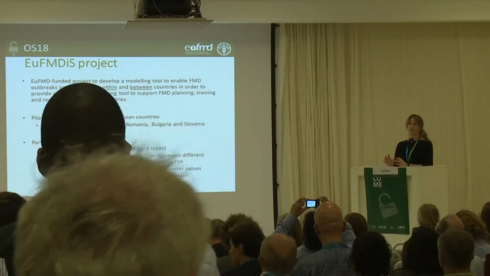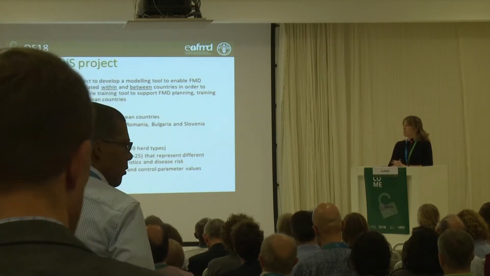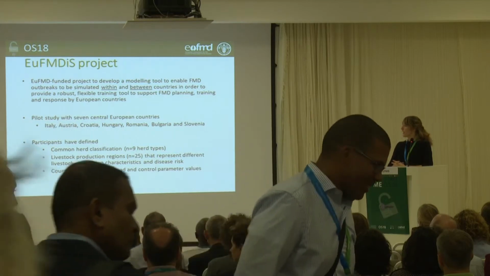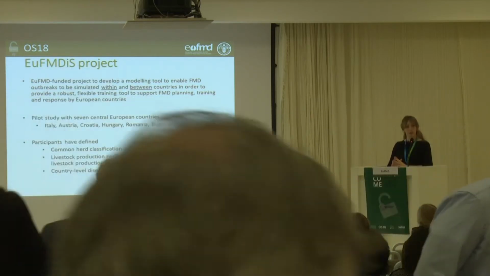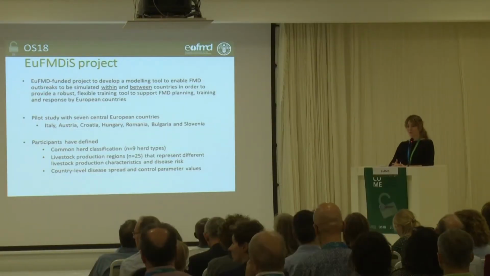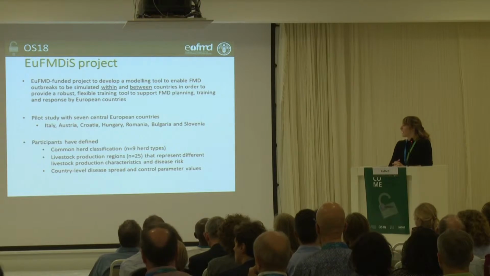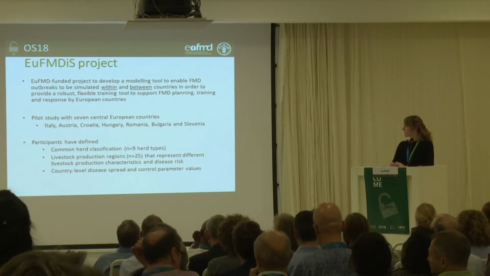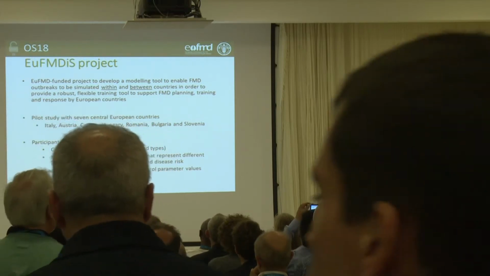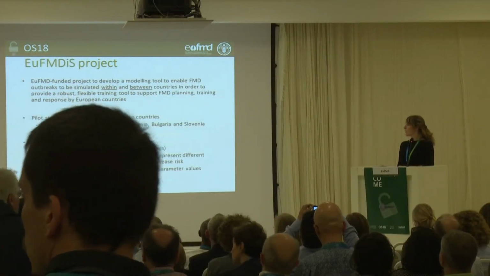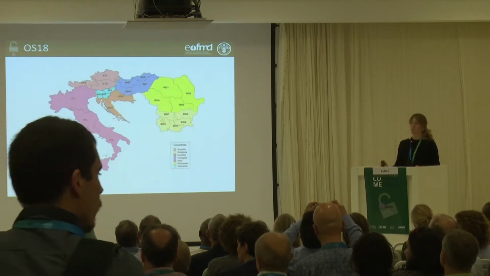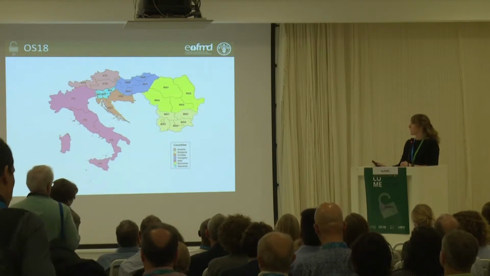Participants in the project have defined a common herd classification with 9 herd types. Also, different livestock production regions, 25 in total in the part of Central Europe that is part of the project. And these areas represent different livestock production characteristics and disease risk. Also, the different countries have defined country-level disease spread and control parameter values. So you can see here the different regions by country.